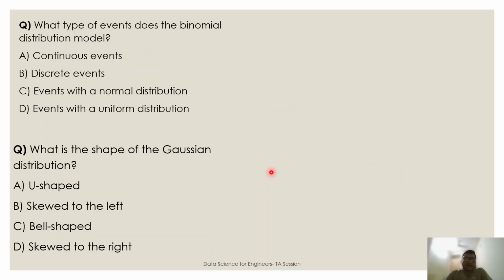Now we will see some numericals on that. What type of event does the binomial distribution model? We saw the binomial distribution. Options: continuous, discrete event, event with normal distribution, event with uniform distribution. Prakash, Venkatesh, Suchita answered. Yes, you are all correct. Discrete event. Binomial means two outcomes, like the example of head and tail. That's exactly a discrete event, so the correct answer is B.